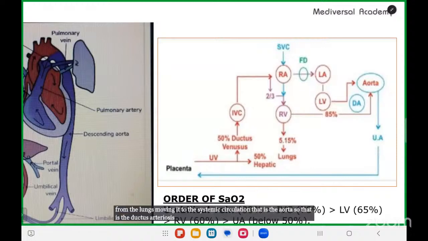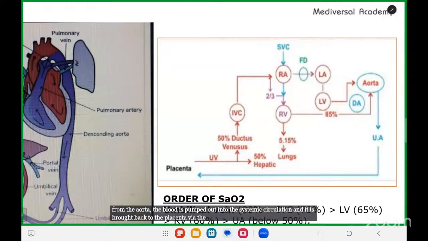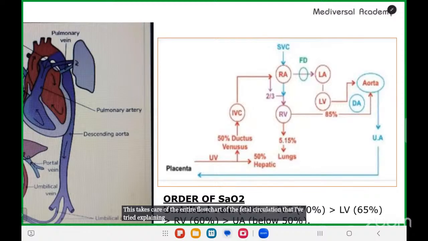From the aorta, the blood is pumped out into the systemic circulation, and it is brought back to the placenta via the umbilical arteries. This takes care of the entire flowchart of the fetal circulation. They've tried explaining in a form of a flowchart. So based on this entire route, if you can just remember this entire route, there are almost 4 to 5 questions that we can solve off straight away.